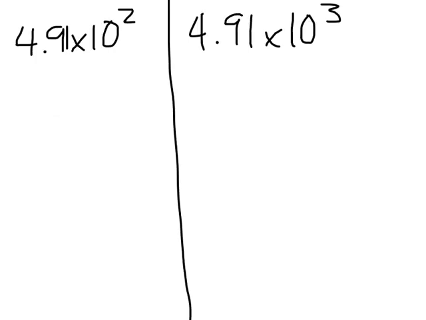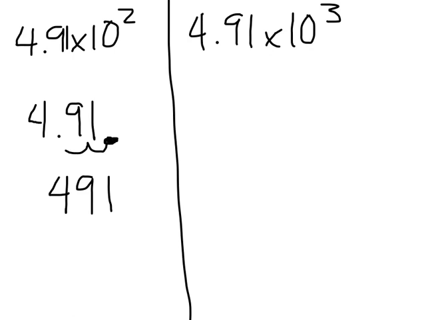Let's do our final warm-up problem. Multiply 4 and 91 hundredths times 10 to the second power. First, when I multiply times 10 to the second power, what happens to the place value? It increases 2 times. So I need to move the decimal how many times? I need to move the decimal 2 times to the right. So I can move it once, twice. When I do, my 4 has moved to the hundreds place. The answer is 491.